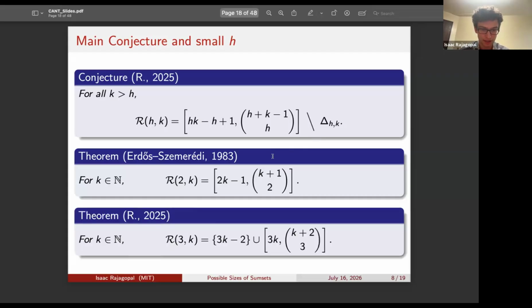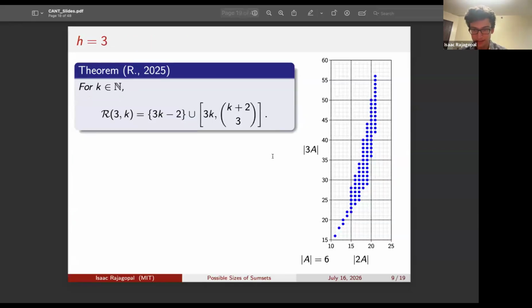R of 3K. So I show that for all K, the set of threefold sumset sizes is the whole interval except for 3K minus 1. So this was like that missing 14 a couple slides ago. It was like all the way from 13 to 35, except 14 is missing. Yeah, so now I'm going to briefly talk about the proof idea of this.